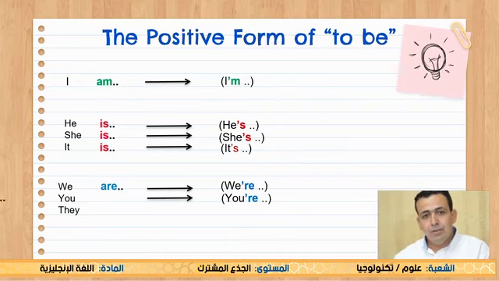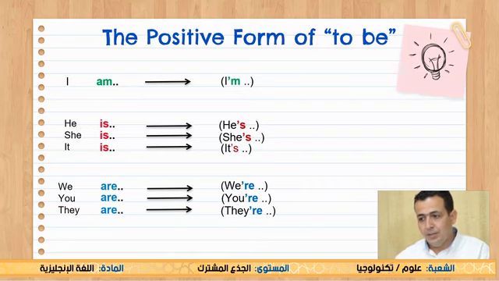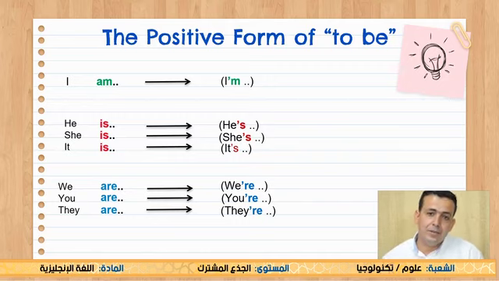Now let's talk about they. It takes the same form, which is are, they are, and then you finish the sentence with something, of course. You can make it short and it becomes they're. Again, either you use the full form or the short form, it is the same. It doesn't matter if you use the first one or the second one. What is important is that you use to be and you pay attention. As you can see here, we have three forms of to be in the positive form. We have am, is, and are. So this is for the declarative sentences, affirmative sentences, or positive sentences.